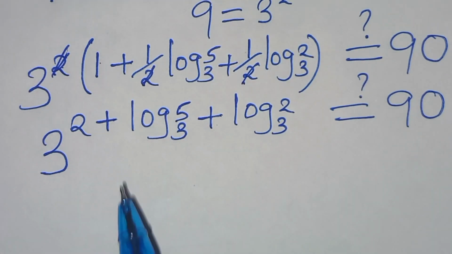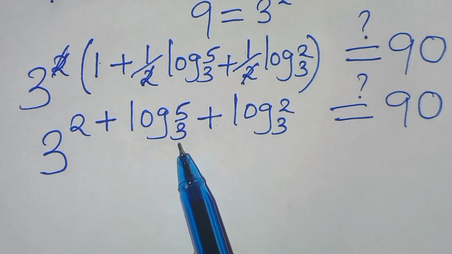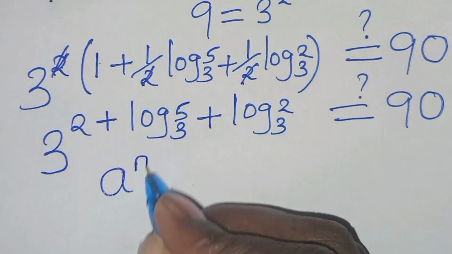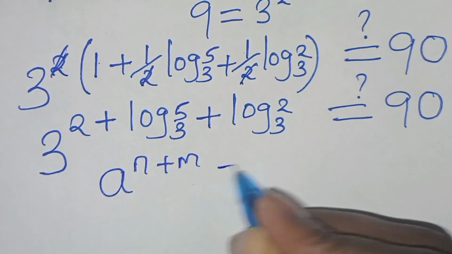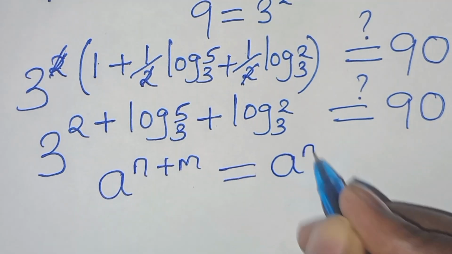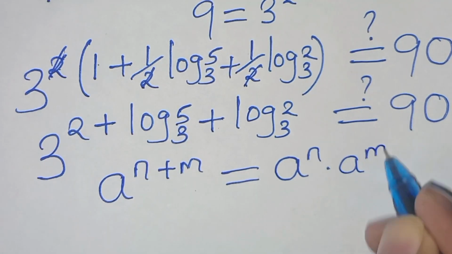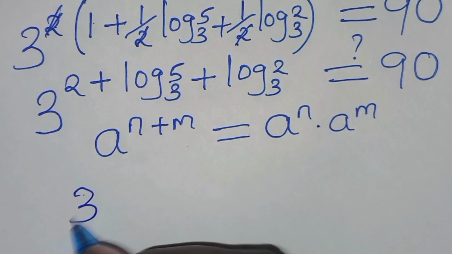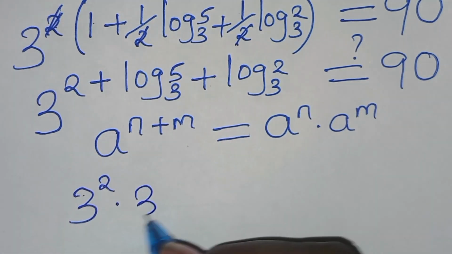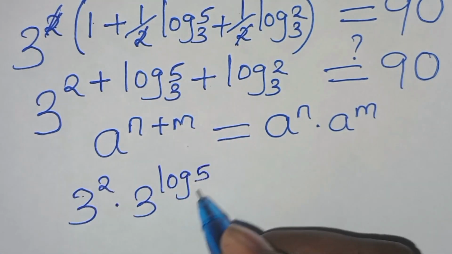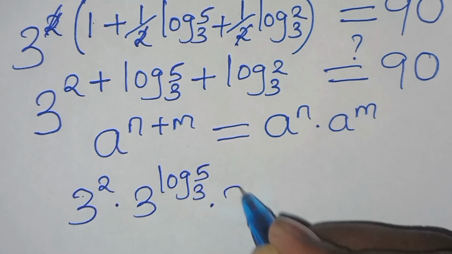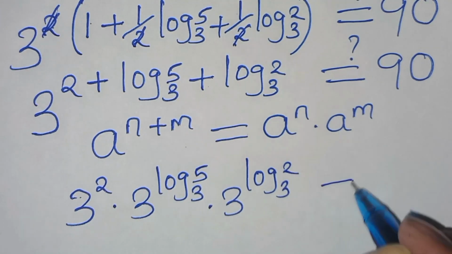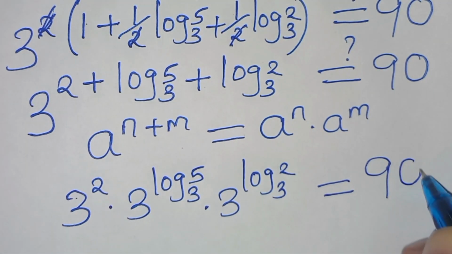Now, 3 to the power 2 plus log 5 to base 3 plus log 2 to base 3 is in the form of a to the power n plus m, which we can express as a to the power n times a to the power m. Applying this exponent property, here we have 3 to the power 2 times 3 to the power log 5 to base 3 times 3 to the power log 2 to base 3. This is supposed to give us a value of 90.